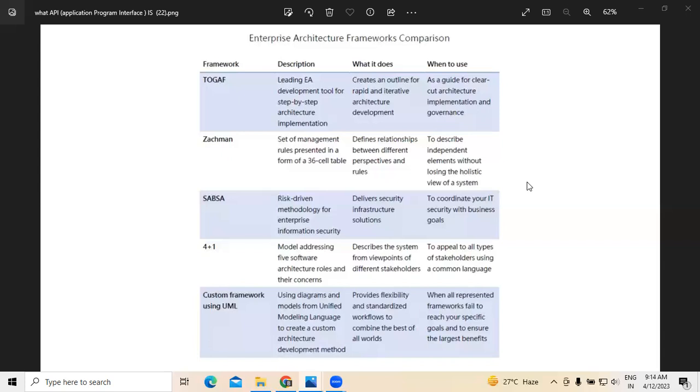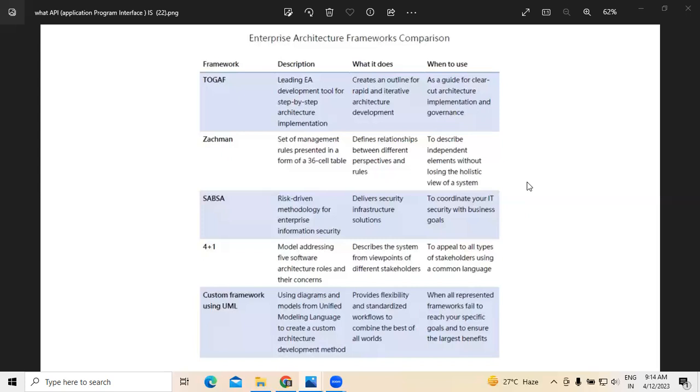Along with this, SABSA is used to deliver security infrastructure solutions, whereas 4+1 describes the system from the viewpoints of the different stakeholders as well. At the same time, the custom framework using UML provides flexibility and standardized workflows, which are used to combine the best of all aspects.